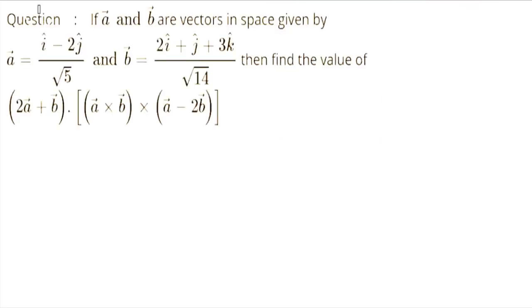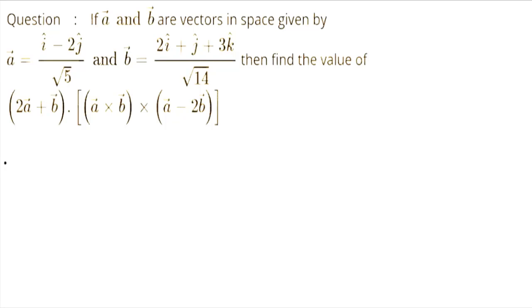One question is, if A vector and B vector are vectors in space given by A vector is equal to I cap minus 2j cap divided by under root 5 and B vector is equal to 2I cap plus j cap plus 3k cap divided by under root 14, then find the value of 2A vector plus B vector dot A vector cross B vector cross A vector minus 2B vector is equal to.